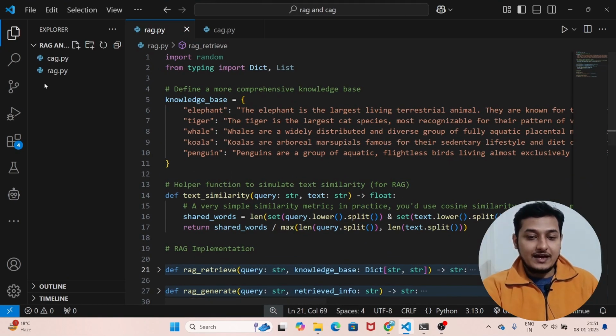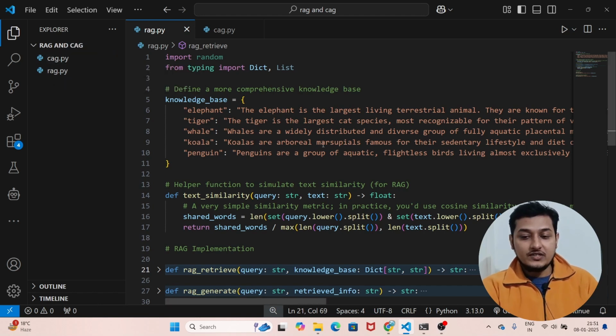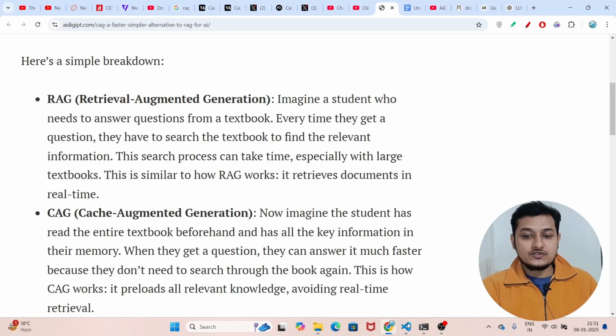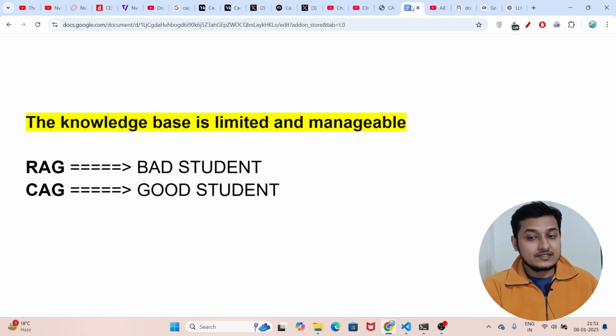So see here, I have created two files. One is the CAG.py and another one is the RAG.py. With the help of these two examples, I will show you in a simple way so that you can be a master in this CAG and RAG. So let's start the video.